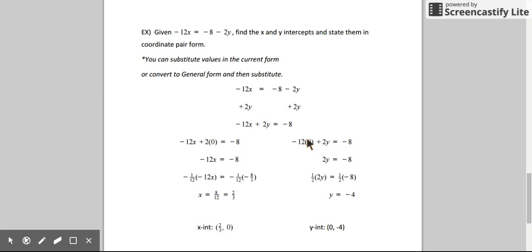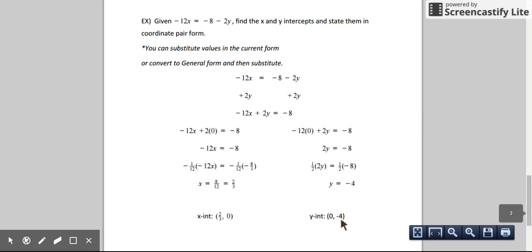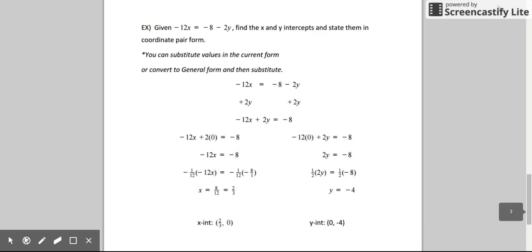Solve for the y-intercept, substitute 0 for x, and solve for y. So cancel that x term, solve for y. We divide both sides by 2 or multiply both sides by 1/2, and we get y equals negative 4. So if x is 0, y is negative 4, giving us our y-intercept. So we could plot these 2 points, connect the points, and we could draw our line. So there's how we solve for intercepts algebraically using general form.